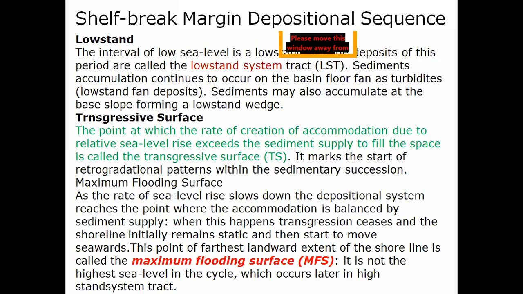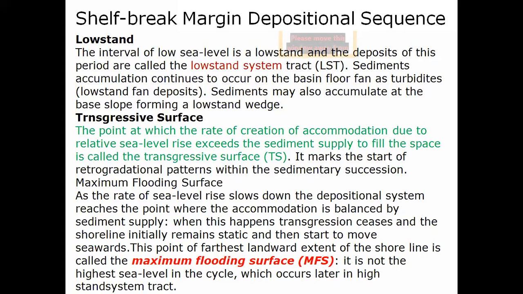And then there is another term which is called maximum flooding surface. As the rate of sea level rise slows down, the depositional system reaches the point where the accumulation is balanced by sediment supply. And when this happens, transgression ceases and the shoreline initially remains static and then starts to move seawards. This point of farthest landward extent of the shoreline is called the maximum flooding surface, MFS. It is not the highest level in the cycle, which occurs later in high stand system tract.